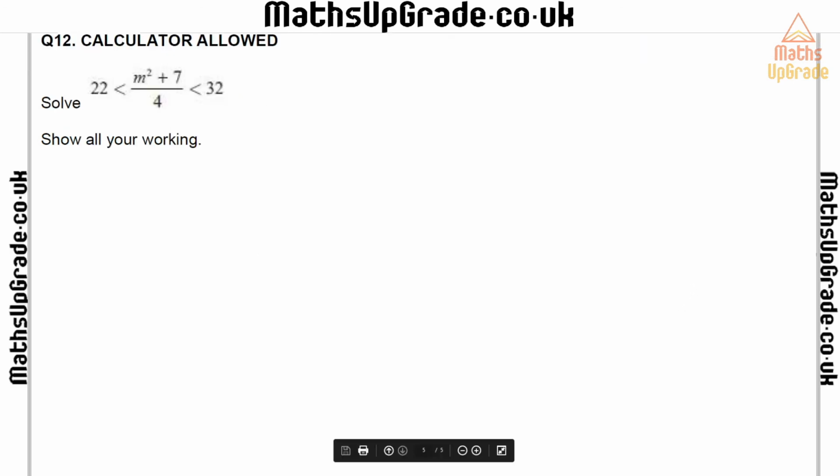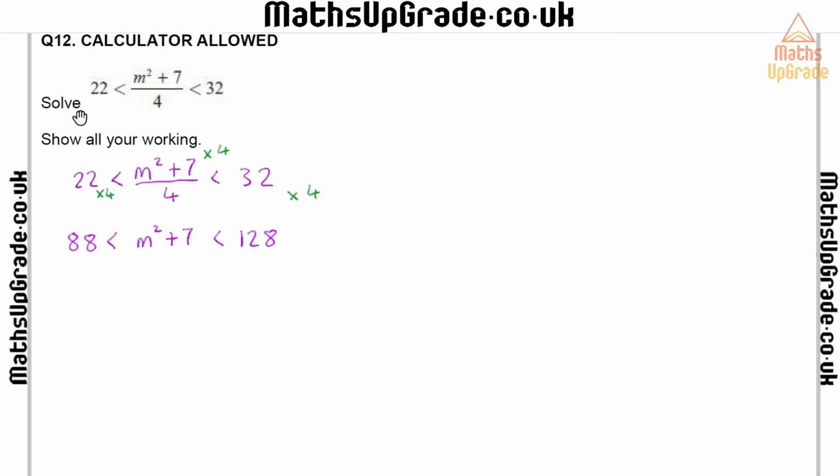And then in question 12, I need to solve this inequality and to show my working out as well. So first thing I'm going to do is get rid of this divide 4. In the middle part, everything's been divided by 4, so I'm going to multiply by 4 on all parts of this inequality. If I do that, I end up with 88, which is less than m squared plus 7, which is less than 128. Now I'm going to subtract 7 from everything in this inequality.